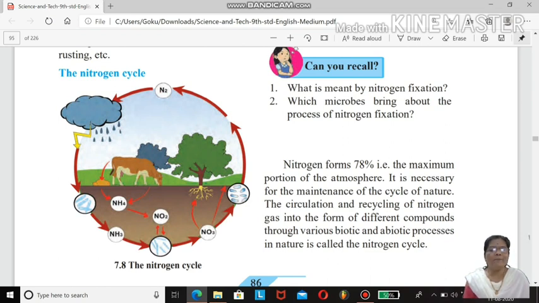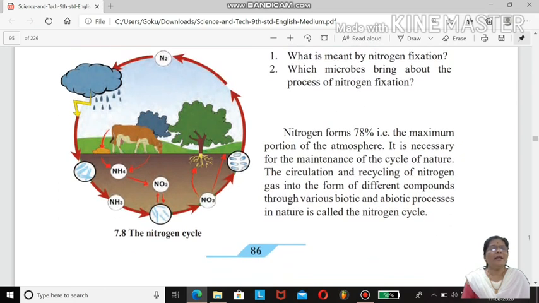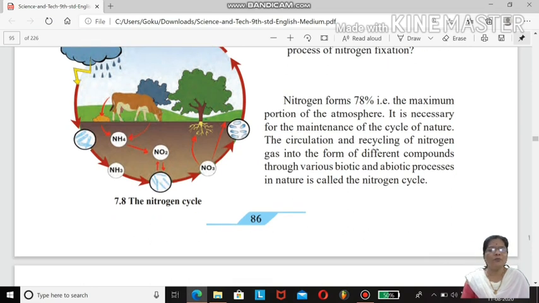Look at the diagram. The nitrogen is converted into different compounds. Nitrogen is converted into nitrates, ammonia, nitrites. See here. And this is called the nitrogen cycle. Students, the maximum portion of nitrogen is present, and like oxygen, nitrogen is not highly reactive.